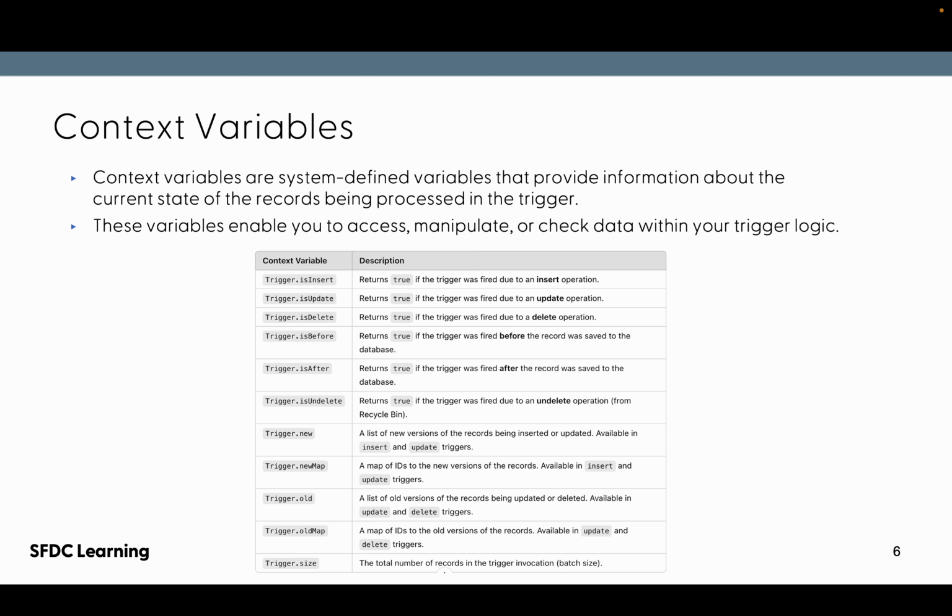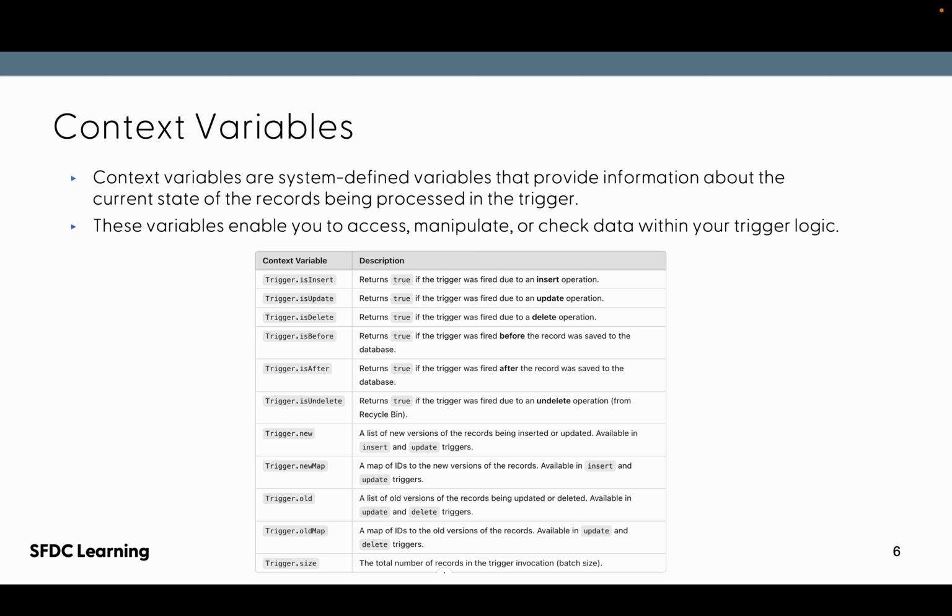Trigger.new contains the new versions, like a list of new versions of the records being inserted or updated. Okay, and it is only available during insertion and updation. Trigger.newMap is nothing but a map of ID, comma, your record values. Trigger.old is the old version of the records being updated or deleted.